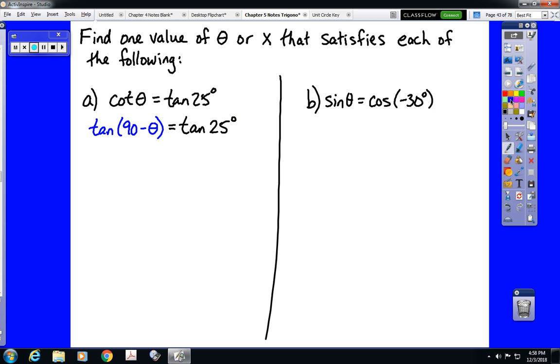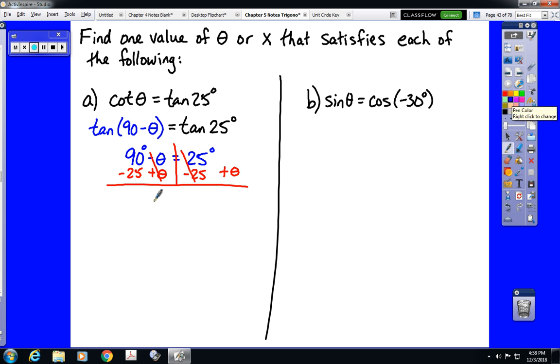Well, that means that these two angles in this expression, 90 minus theta and 25, have to be equal in order for their tangents to be equal, which allows us to state that 90 degrees minus theta is equal to 25. And then we simply solve that equation. Now there's a couple ways to actually solve it. My favorite is to just add theta and subtract 25 from each side, which would give me 65 degrees equals theta.